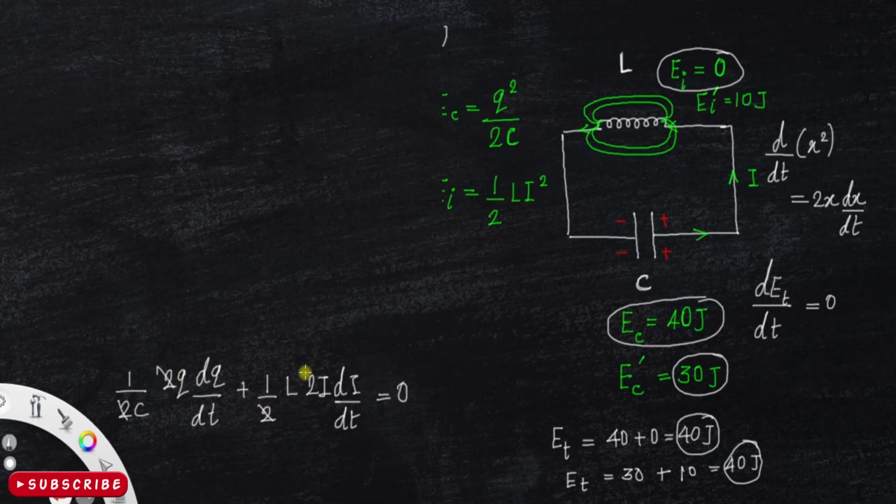Here also the 2 will get cancelled, so that q by c dq by dt plus L i di by dt is equal to 0. Now, let's call this equation number 2. We have i is actually dq by dt.